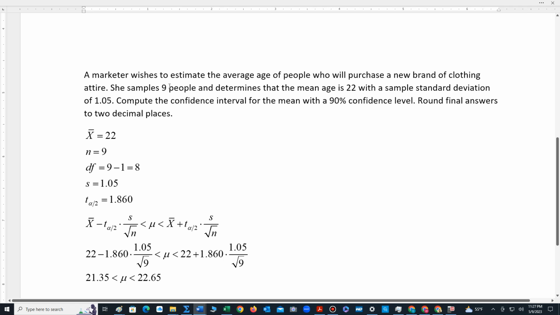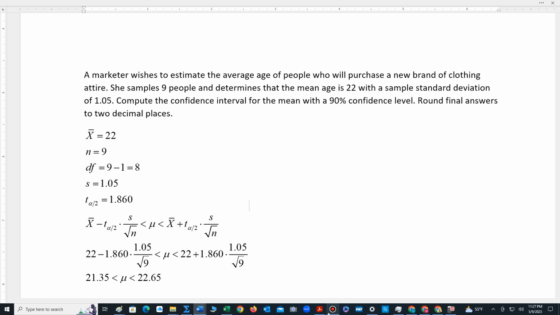The sample size, 9. Now, in this problem, we're given the sample standard deviation, not the population standard deviation. That's s, is 1.05. So this informs us that we will have to find a t-value. Degrees of freedom is n minus 1, so 9 minus 1 is 8.